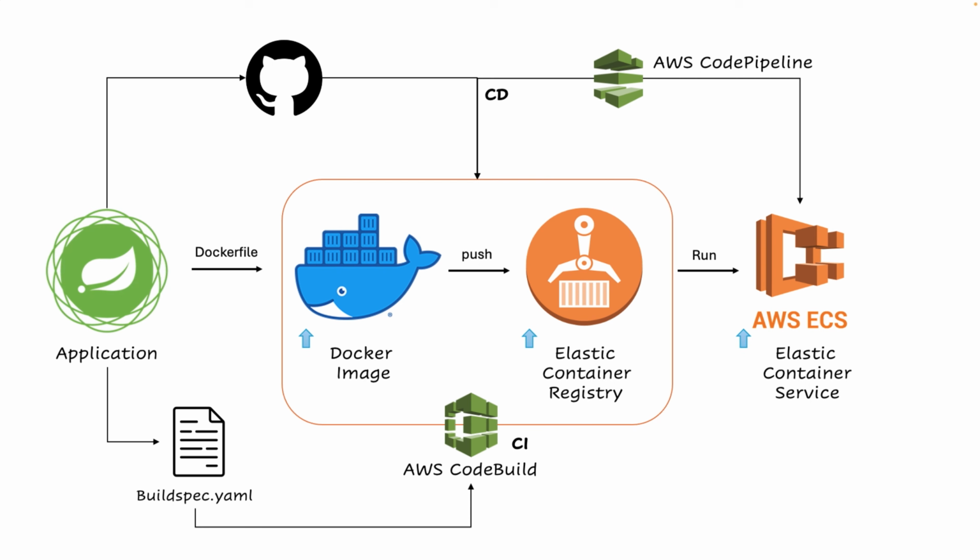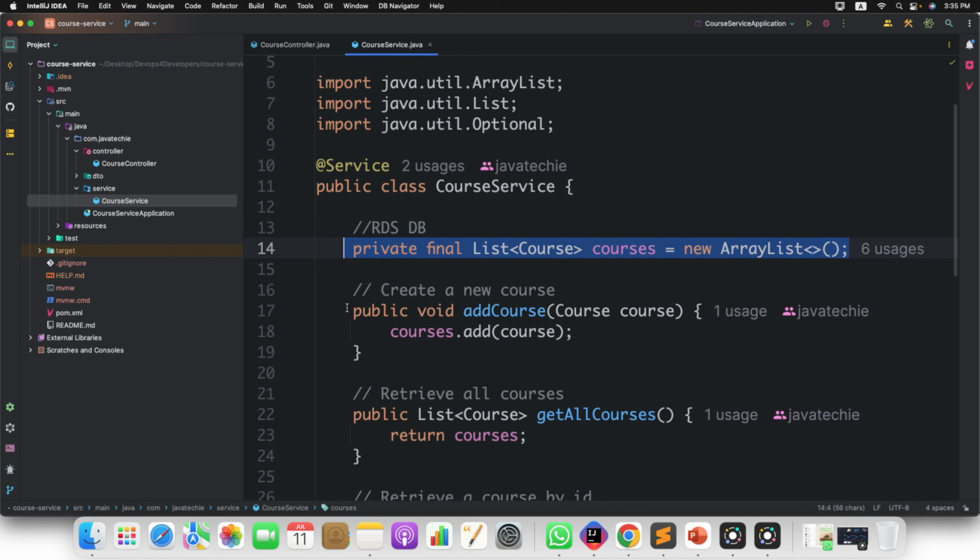So at the very first step, we need to create a Spring Boot app. Then only we can run that app on AWS ECS, right? So if I go to my IDE, I already created a small Spring Boot app.